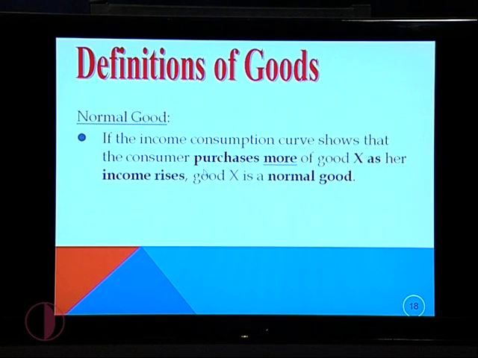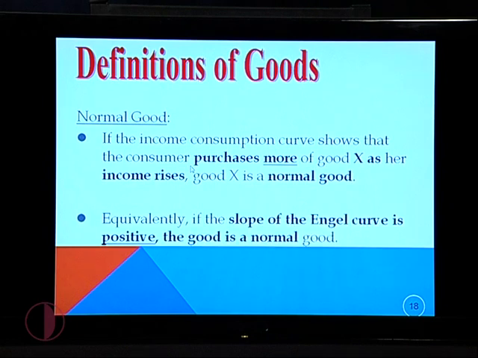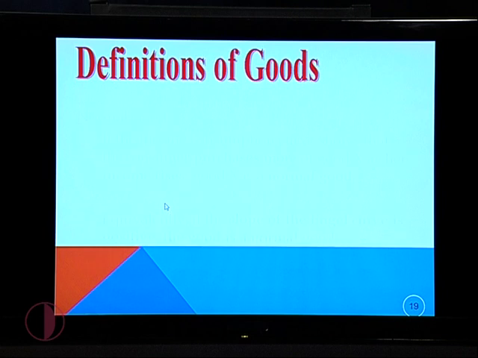As much as the consumer purchases more of X, the income is expected to increase and cause more consumption. This is supposed to be a normal good. If the slope of the Engel curve is positive, the good is supposed to be a normal good.